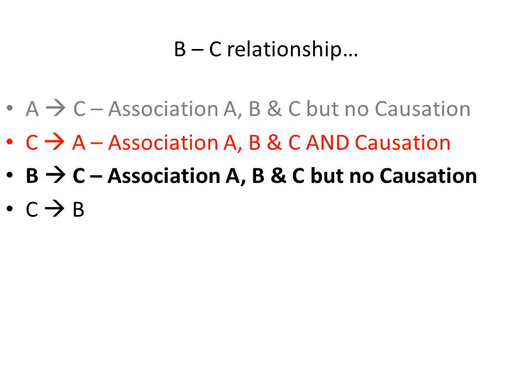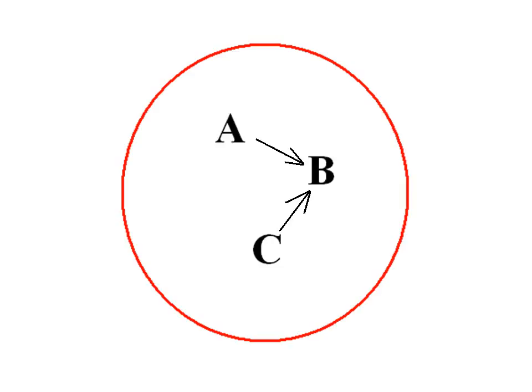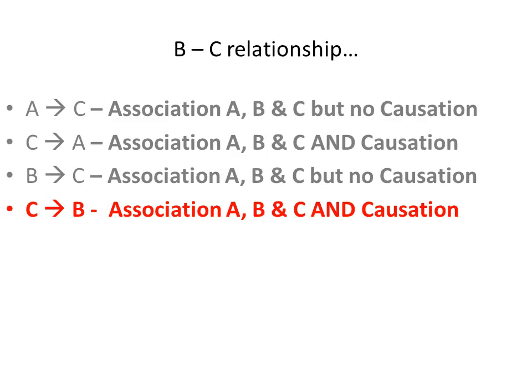Again, while there is an association of all three variables, there is no causation of B by C. What if C influences B? This makes C another independent variable like A that causes B to change.